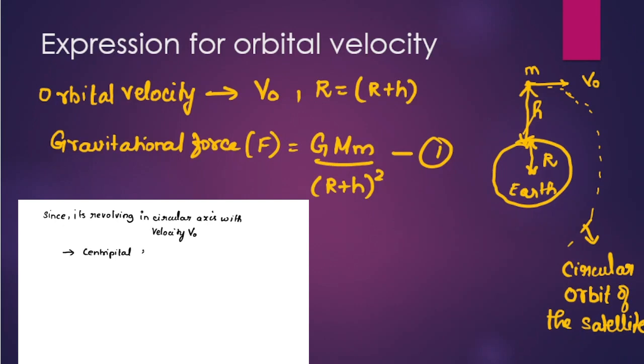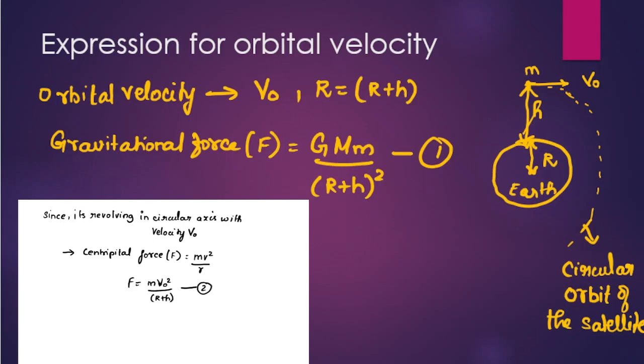Centripetal force is equal to mv square by r, right? So what is the centripetal force for the case of the satellite? Your centripetal force is equal to mv square by r plus h, right? I'm going to consider it as the second equation. In the first equation you can see it is F, and in the second equation also it is F.